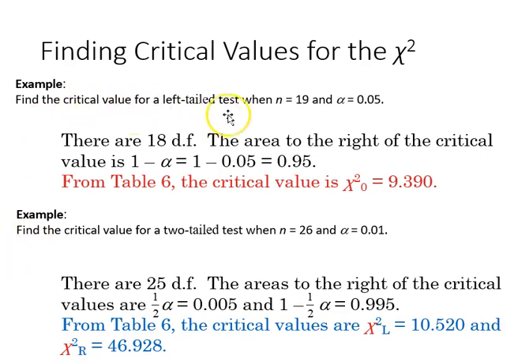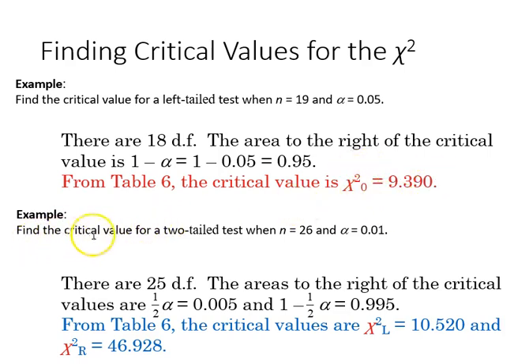So if we want to find the critical value for a left-tailed test with n equal to 19 and a 0.05 alpha level, we know that degrees of freedom is going to be n minus 1, so that's 18. And the area to the right of the critical value is going to be 1 minus alpha. So we have 1 minus 0.05, and that gives us 0.95. If we look up that value with 18 degrees of freedom, we will find 9.39 for our chi-square value.